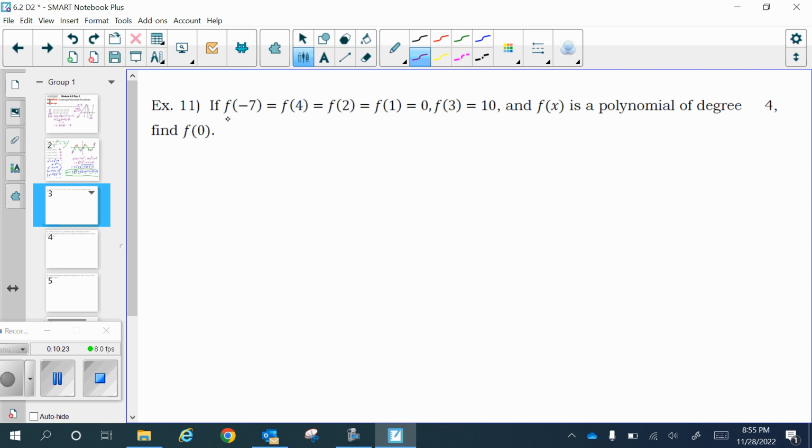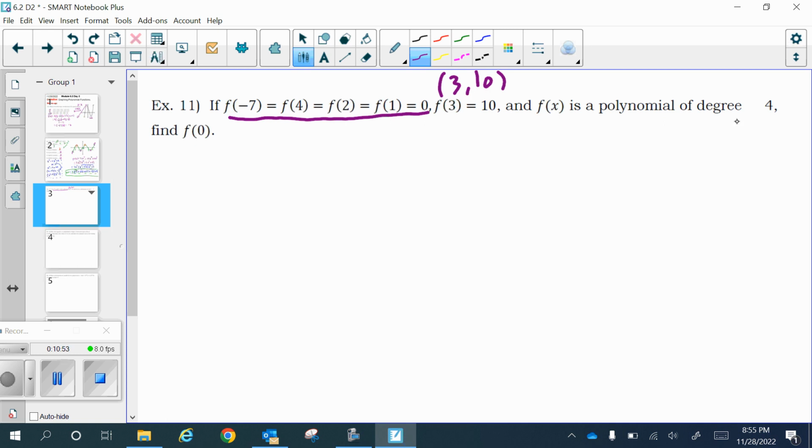In this first part that I'm underlining in purple, that's just telling me when x is negative 7, x is 4, x is 2, and x is 1, my y values all equal the same thing, which is 0. Or that's really just a complicated way to say that your x-intercepts are negative 7, 4, 2, and 1. And then I'm told that f of 3 equals 10. That tells me I have a point (3, 10). And I'm also told that f of x is a polynomial of degree 4. We need to find f of 0.